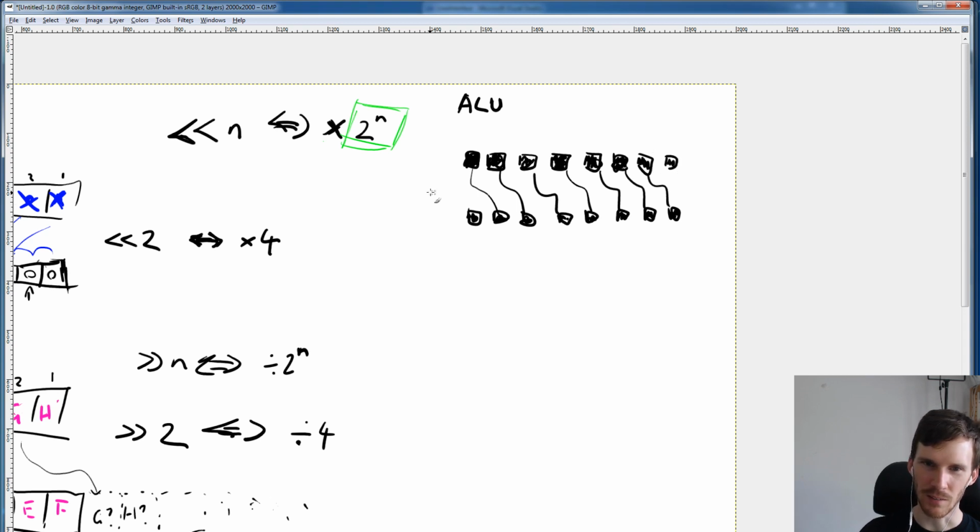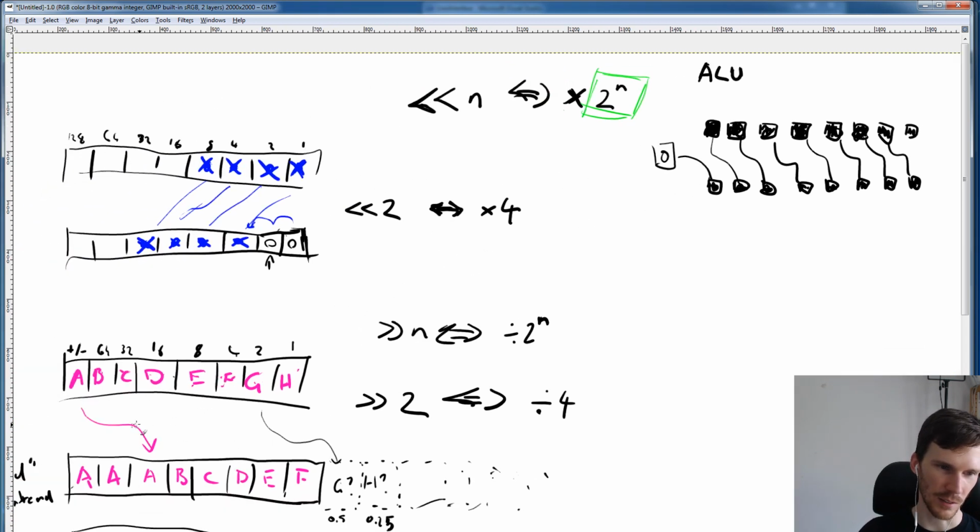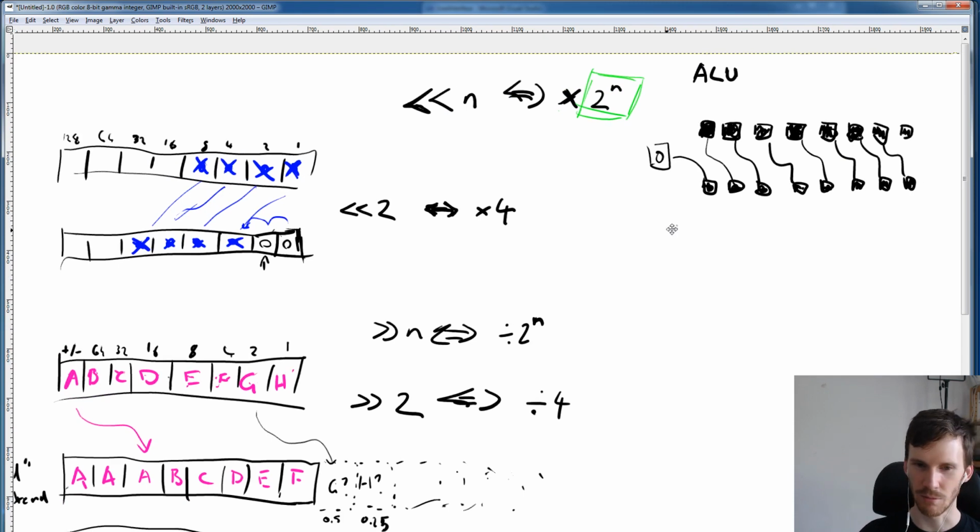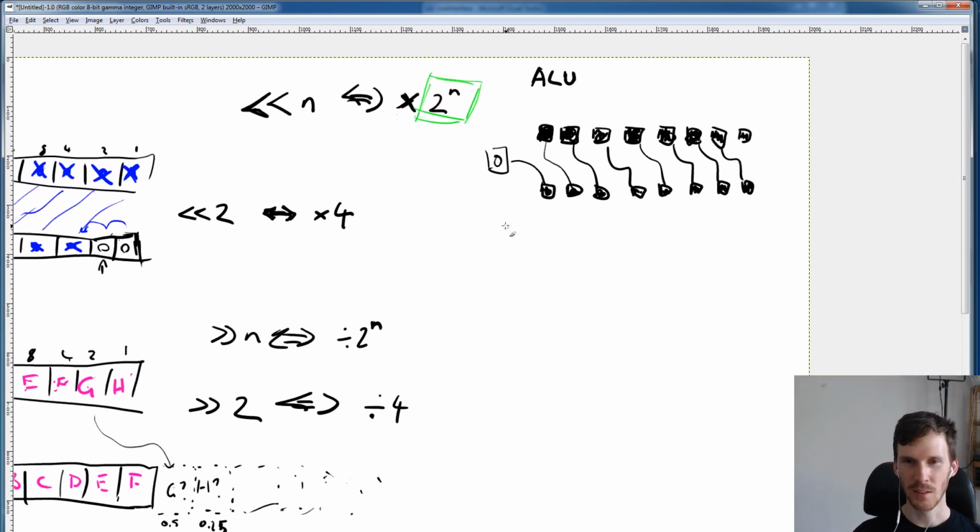That would go nowhere, and you'd have a 0 coming in there. You can imagine if this was doing this kind of shift. Oh, actually, no, we are doing a right shift. You can imagine, depending on whether we're signed or unsigned, we could either do this, and we've got a bit of logic there.